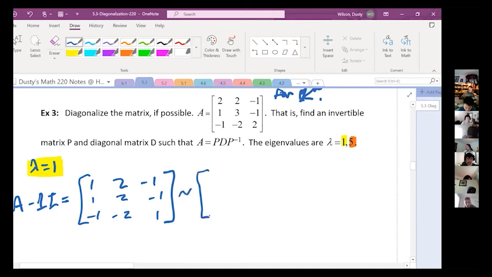You'll notice in this case the second row is the same as the first row, and the third row is the negation. So when you row reduce, it shouldn't surprise you that you get 1, 2, negative 1; 0, 0, 0; 0, 0, 0. From here, there are two free variables, so we should be able to find two linearly independent eigenvectors. Let me state that more properly: there are two columns without a pivot, therefore there will be two linearly independent eigenvectors.